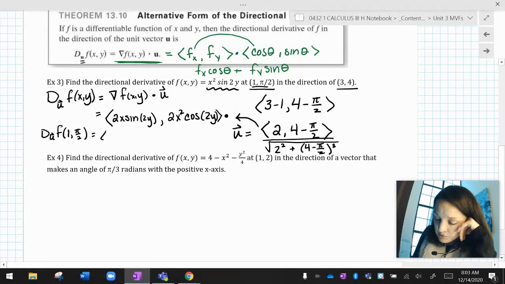So if x equals 1 and y equals pi over 2, that's going to be 2 times 1 times sine of pi. That's 0. And then if I have x is 1 and y is pi over 2, I'm going to have 2 times 1 times the cosine of pi. So that's 2 times negative 1, which is negative 2. And then I need to dot that with this.